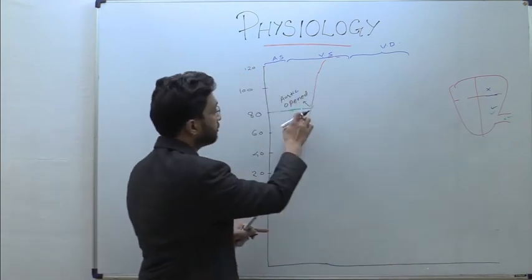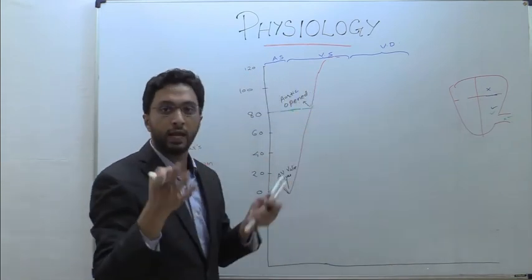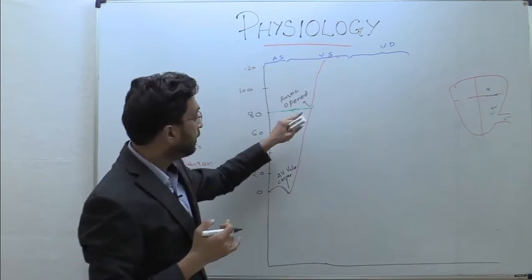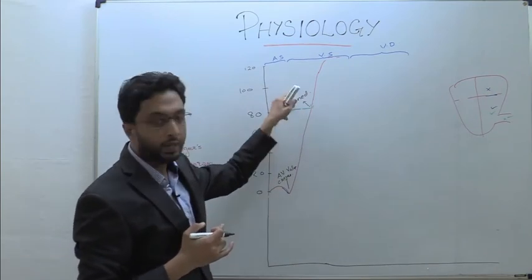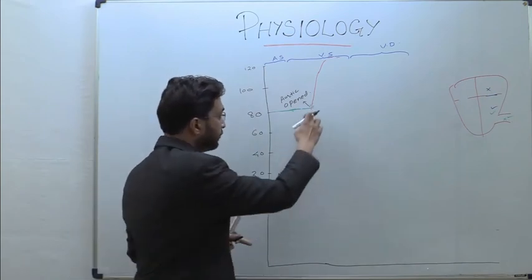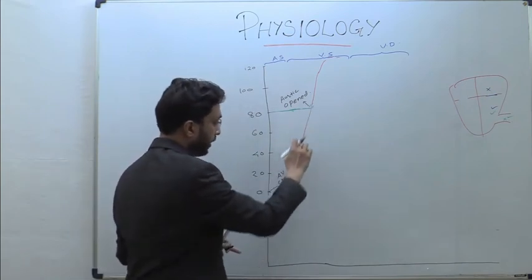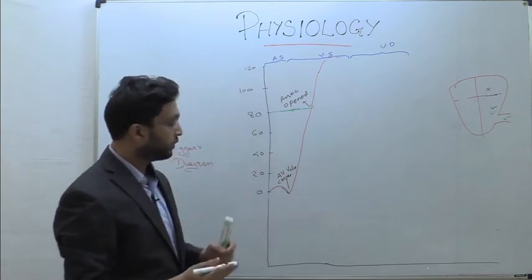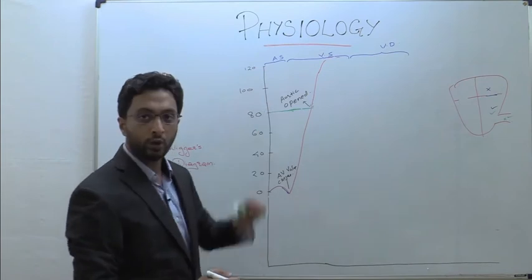And till you reach here, the aortic valve is also closed. Okay, here the AV valve is closed, and till you reach this phase, the aortic valve is also closed. So this much area is what is called isovolumetric contraction. That is where both the AV valve as well as the aortic valve are closed.